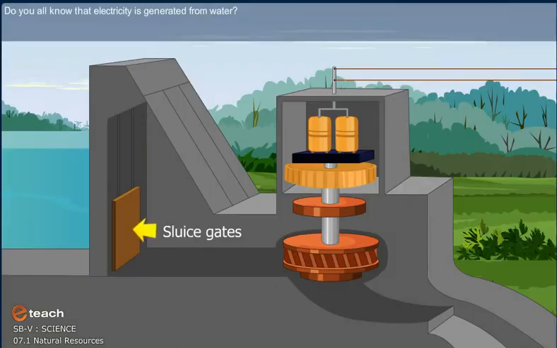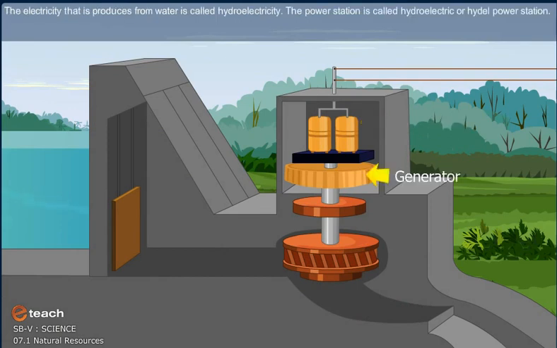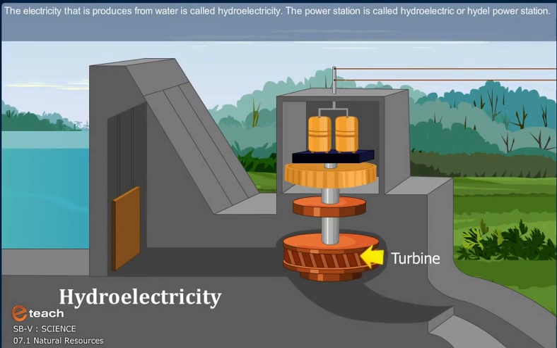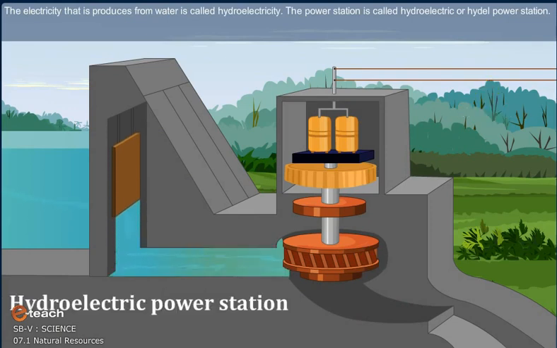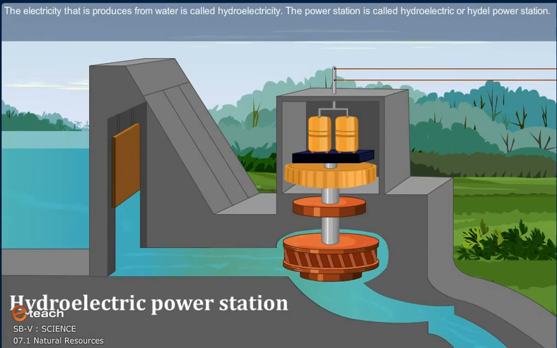Do you all know that electricity is generated from water? The electricity that is produced from water is called hydroelectricity. The power station is called a hydroelectric or hydel power station.